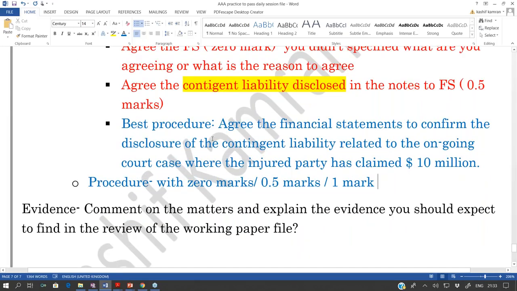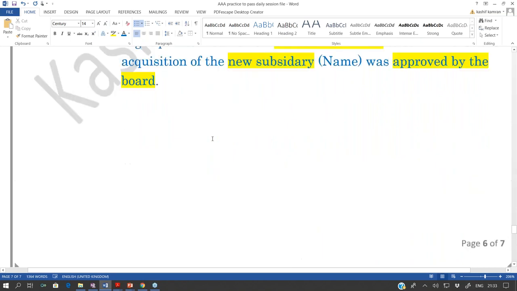So when will you get 1 mark? When you tell the procedure and when you tell the reason. And the reason has to be very specific, not a vague reason. So let's conclude this up now.